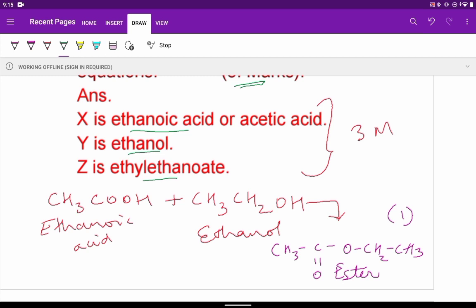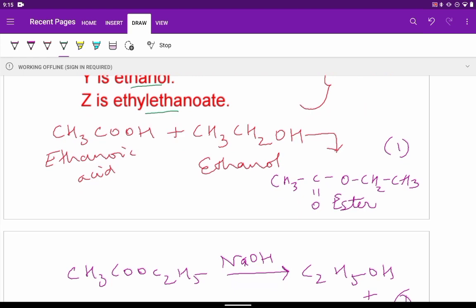So this is the equation I have written here. Ethanoic acid CH3COOH plus ethanol CH3CH2OH gives the ester ethyl ethanoate, CH3COOCH2CH3. So if you write these three, you get 3 marks, and when you write this equation to get the ester, you get 1 mark.